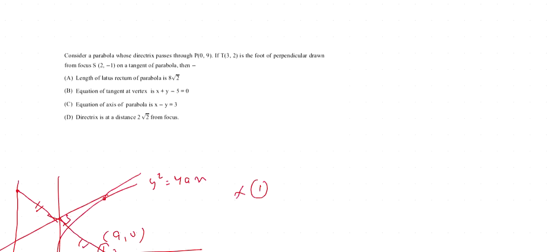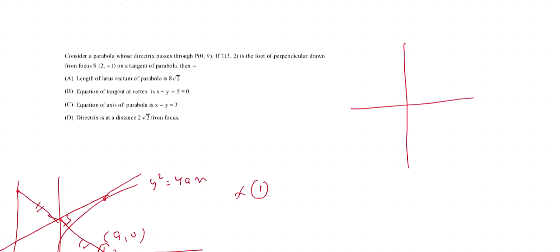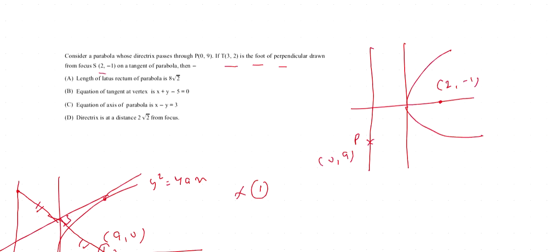So it is given, consider a parabola. Orientation may be different, but fine. The directrix passes through 0, 9, so let us mark the point 0, 9. And the point 3, 2 is the foot of perpendicular from the focus. So let's say this is the focus, and there is a foot of perpendicular, right?